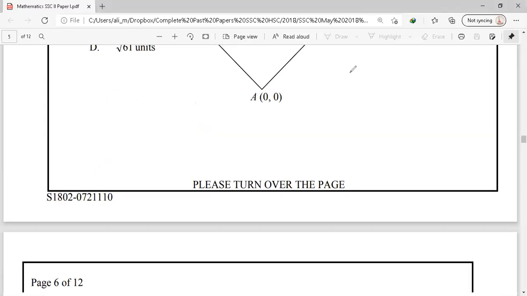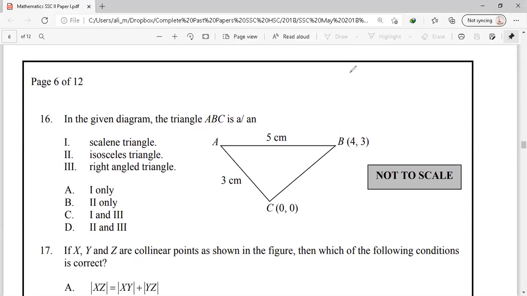Let's see question number 16. In this question, we have another triangle ABC. We have two sides given, 3 and 5, and the other side is unknown, and we have to identify the type of triangle. Either it would be a scalene, isosceles, or right angle triangle. For the identification of scalene and isosceles, we have to find the third side, and for a right angle triangle we can apply the Pythagoras theorem.